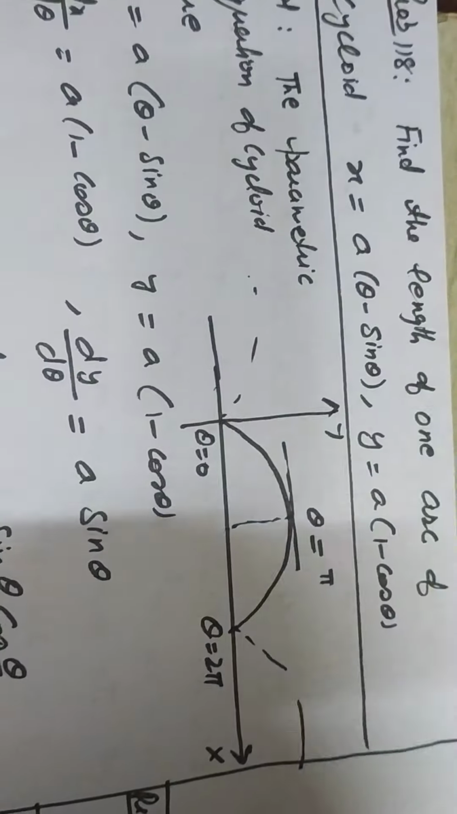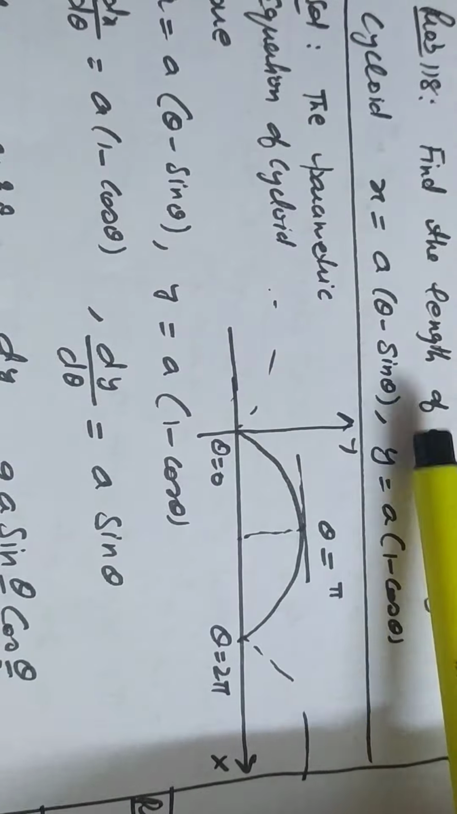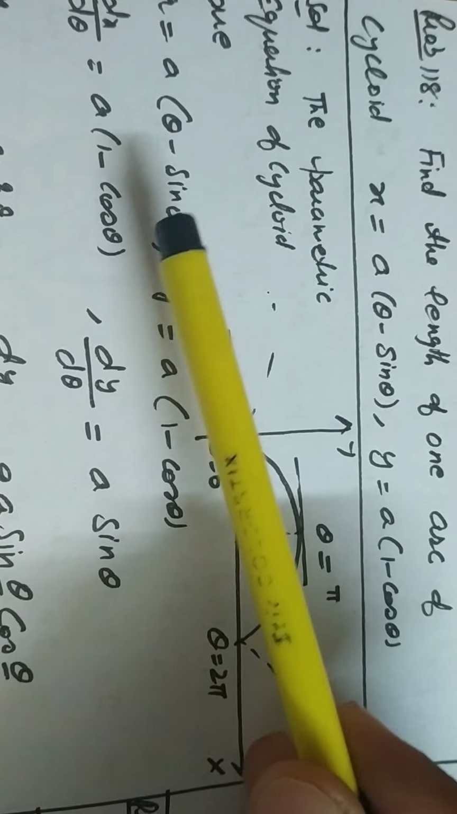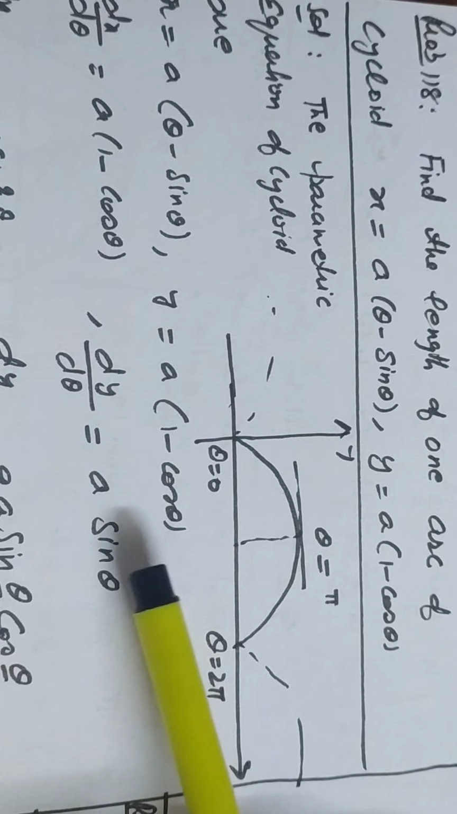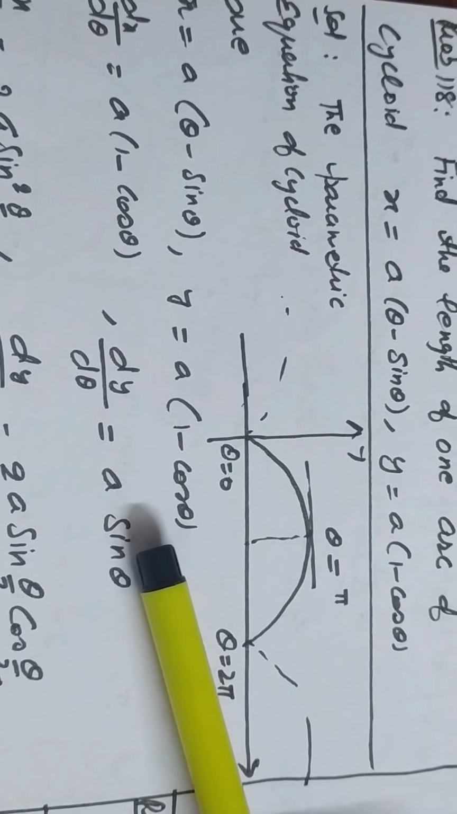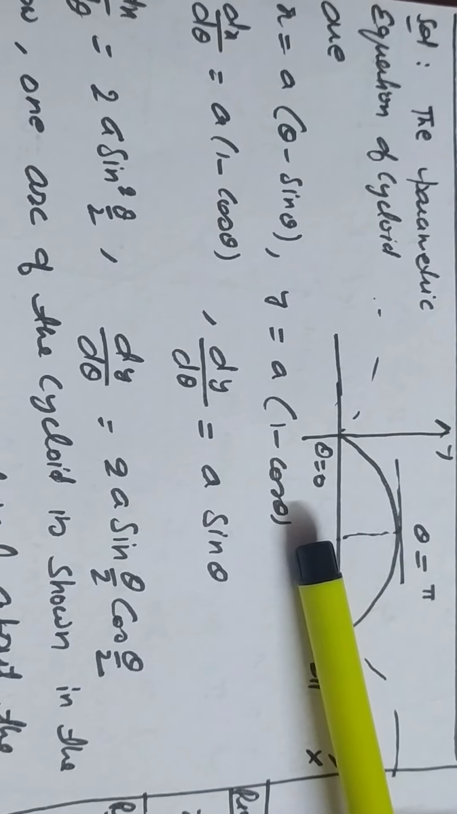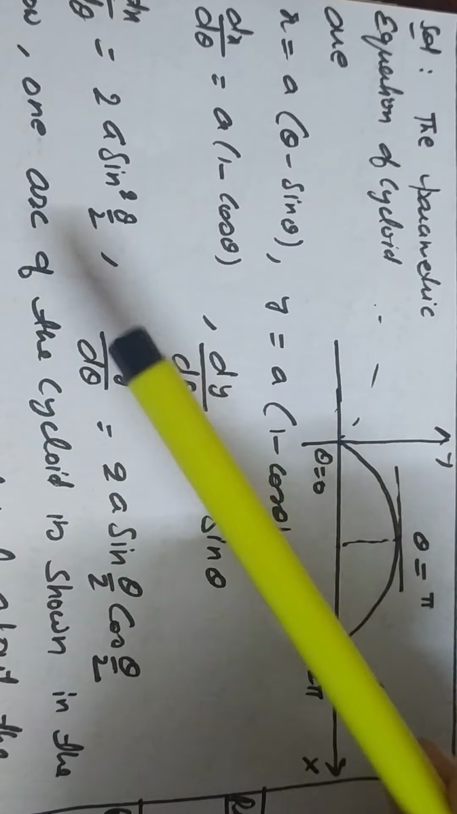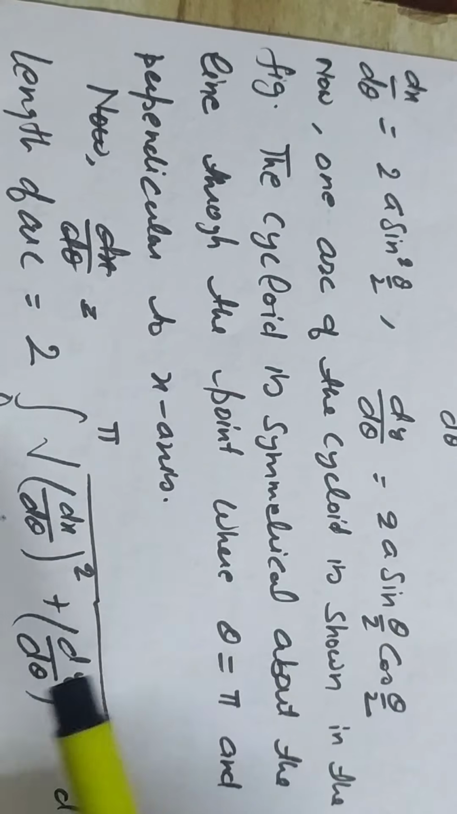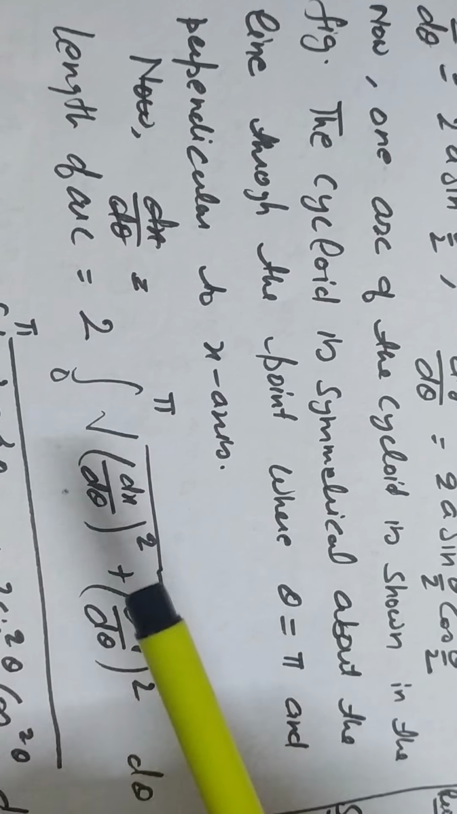So here x is given by x is equal to a into theta minus sin theta, dx over d theta is equal to a into 1 minus cos theta, and dy over d theta is equal to a into sin theta. You simply plug these values in, making some simplification or trigonometric manipulations, and put these values in this equation.